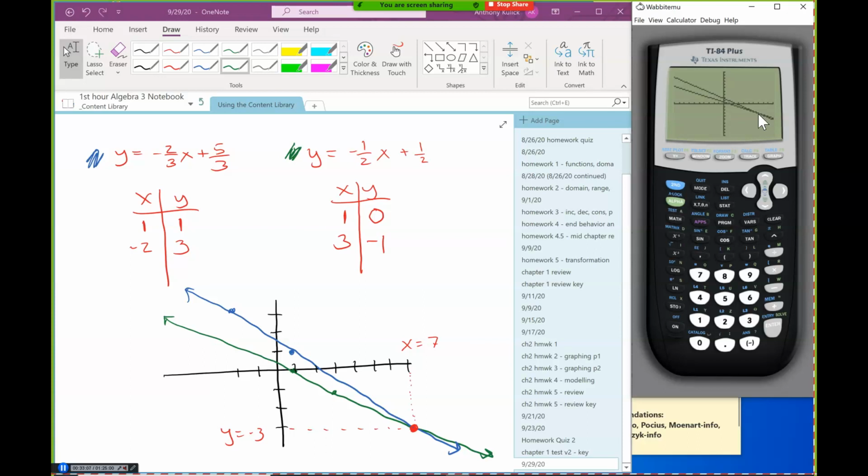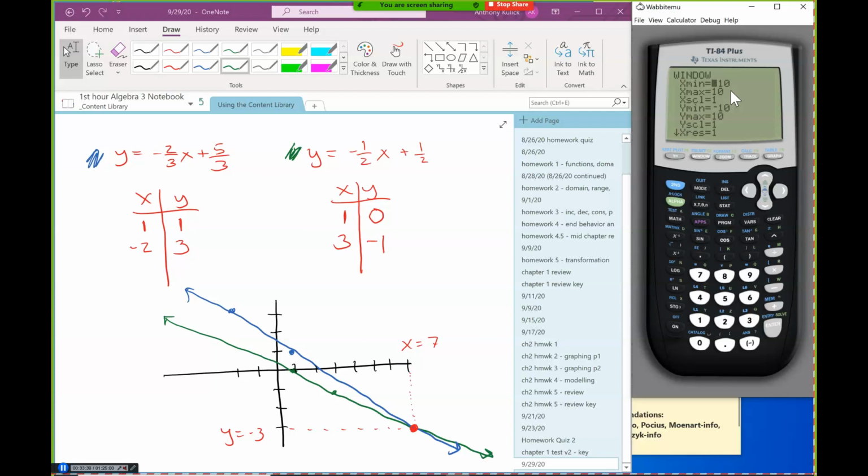What we'd want to do is go and adjust our window. So if we need to see further to the right and potentially further down, looking at our window, we'd want to change the X max. So that's the biggest X coordinate on our number line. So we'd make that a bigger number, like 20 or something. And if we want to also see further down, we need to change our Y minimum. Maybe change that to negative 20 from negative 10. But that's how we can kind of change our window.